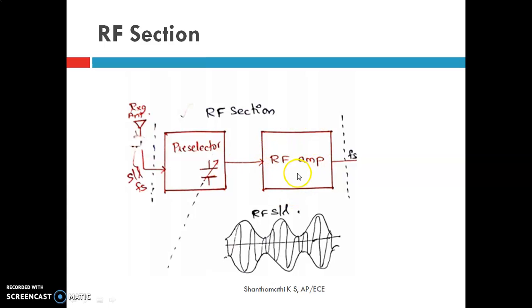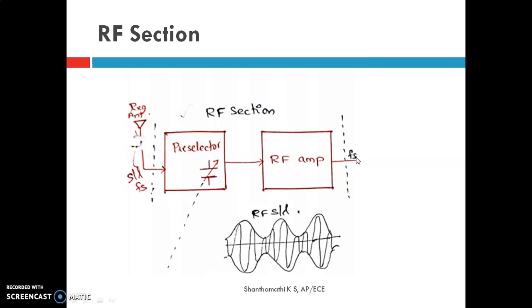Next is the RF amplifier. We can use one or more amplifiers here, depending on the desired sensitivity. Sensitivity is the ability of the receiver to detect the weakest possible signal and to amplify it. Based on the desired sensitivity, we can use more than one RF amplifier. At the output of the RF amplifier, we get the desired signal. That desired signal frequency we can denote as f_s.